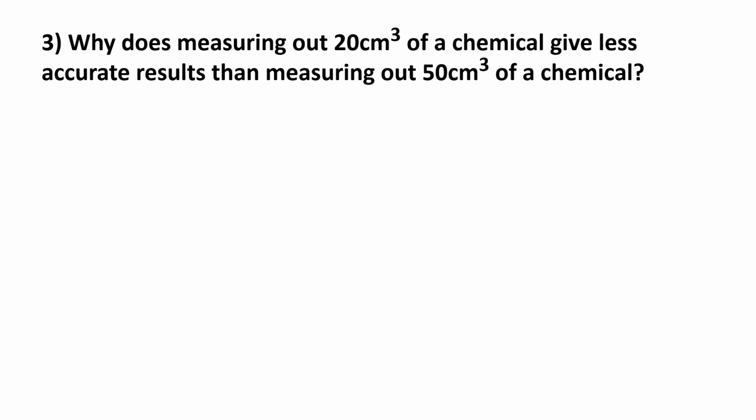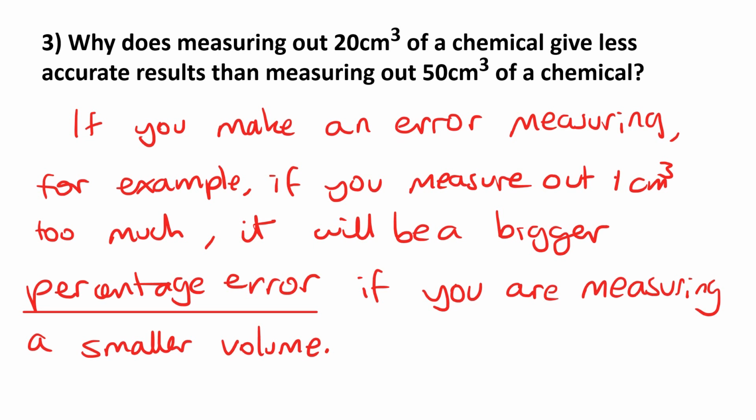So at number 3, why does measuring out 20 centimeters cubed of a chemical give less accurate results than measuring out 50 centimeters cubed of a chemical? And that's because if you make an error measuring, for example, if you measure out 1 centimeters cubed too much, it will be a bigger percentage error if you're measuring out a smaller volume.